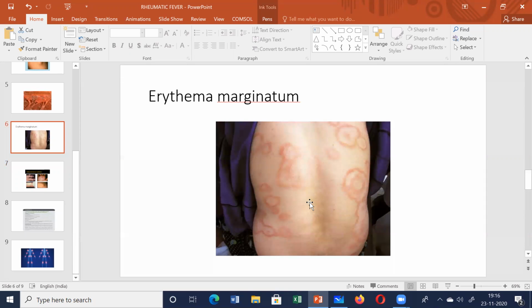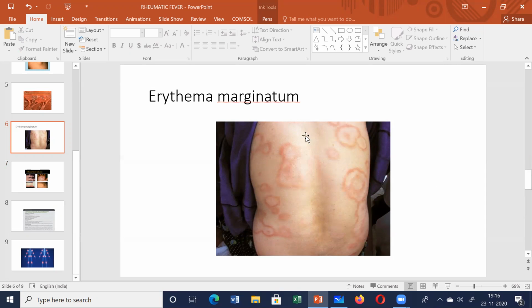And these rashes are also transient and migrating. The patient will say, I just saw a rash here yesterday, and today it disappeared, and I saw another rash here. So these are transient rashes. And again, this doesn't develop in all the patients. It only develops in 10%. They are non-pruritic, they don't itch, they are not painful, and they are transient and migrating.